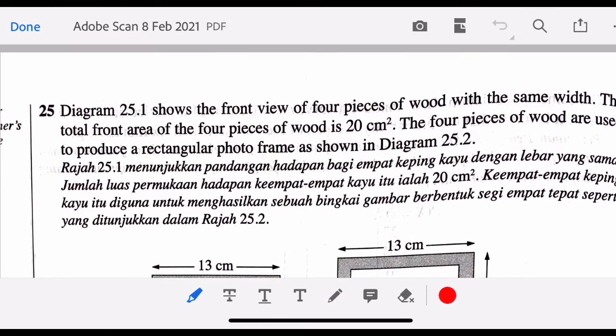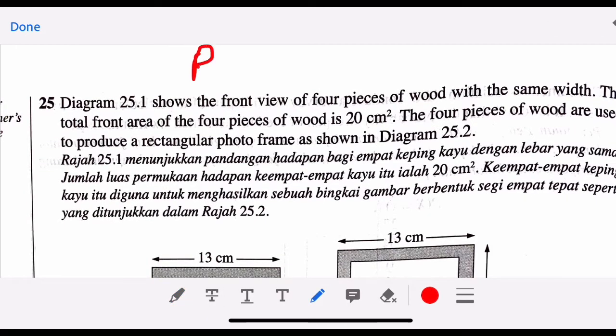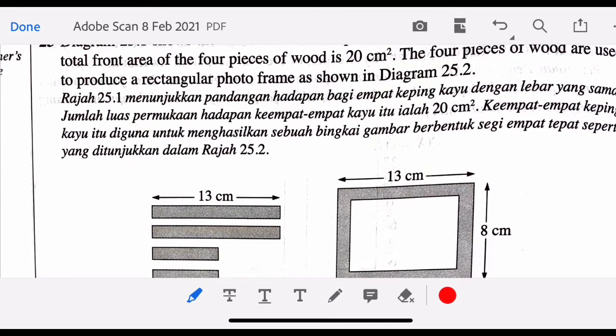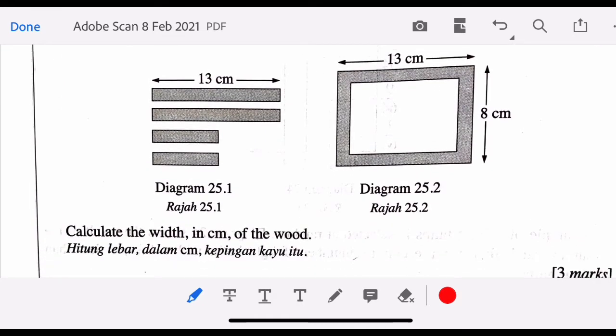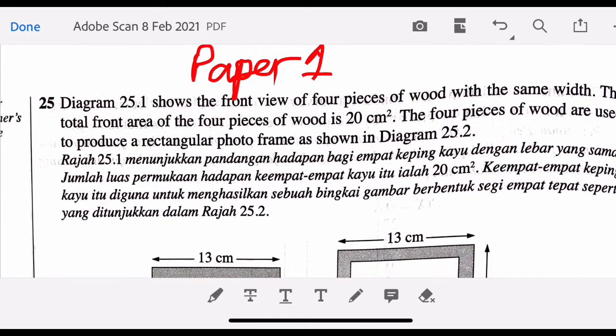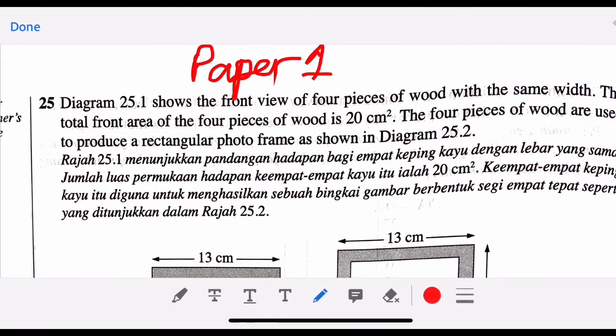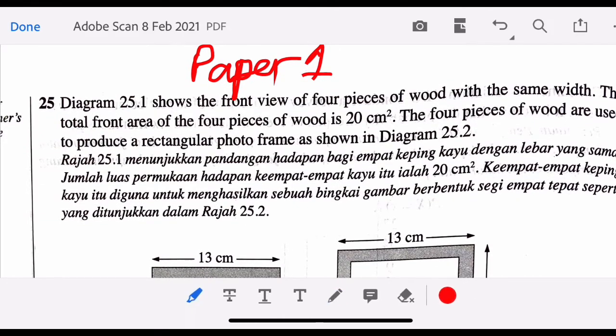Okay, this is actually paper one, additional maths question, right? So basically, when you look at this question, it's about a HOT question, right? So for a HOT question, you have to use how many steps? There are 4 steps. What are the 4 steps?